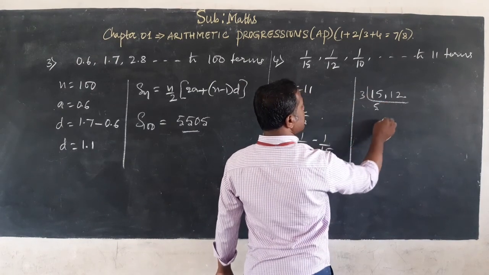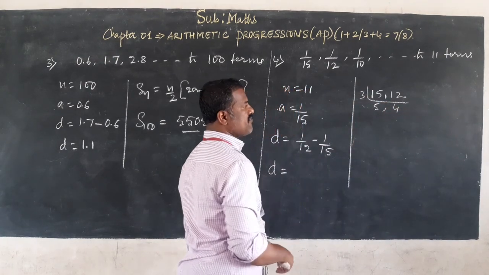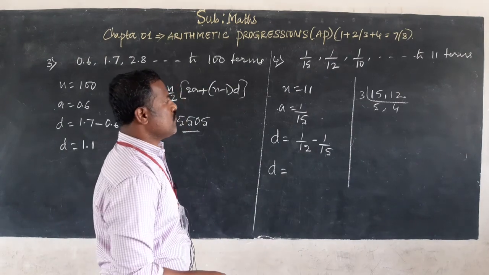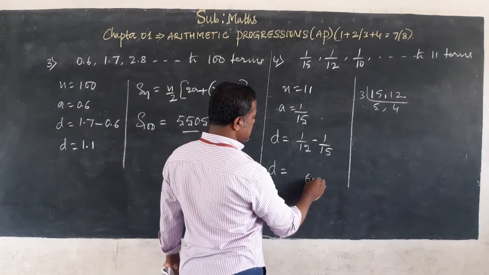3 5 is a 15. 3 4 is a 12. 3 5 is a 15. 3 4 is a 12. 5 4 is a 20. 2 3 is a 60. Understand, children?